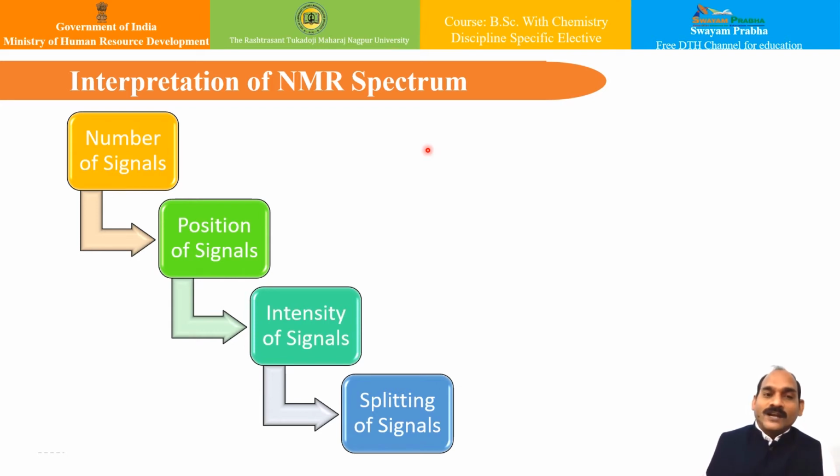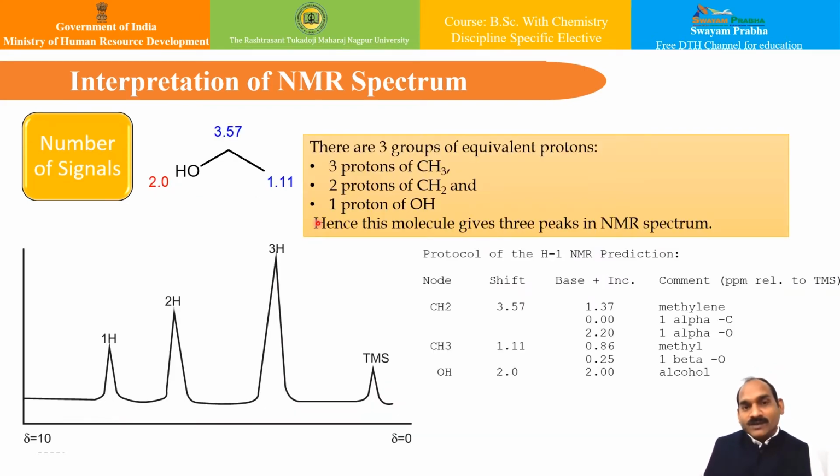Let us now try to understand what we have gathered from the theory of NMR. An H1 NMR signal can be interpreted based on these points: number of signals, position of signals, intensity of signals, and splitting of signals. We will go one by one for understanding each of them. Let us proceed. Let us see the number of signals and how the NMR spectrum depends on it.